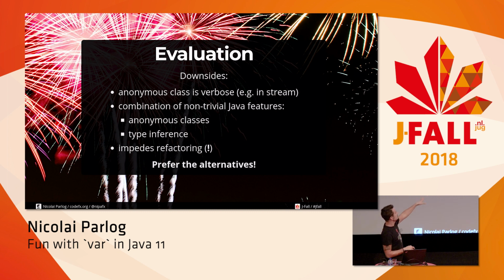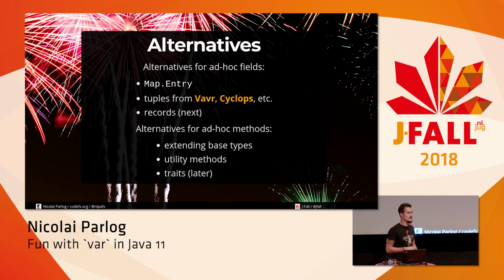So I think it's a little bit too verbose. Once again, it combines some features that are not easy to understand, but mostly impedes refactoring. And so I think there's no really good use case. There are acceptable alternatives. Which alternatives? You can use Map.entry, which I think is dubious, but I do it all the time. Occasionally, I have two things and I want to have both things. Just throw them into Map.entry.